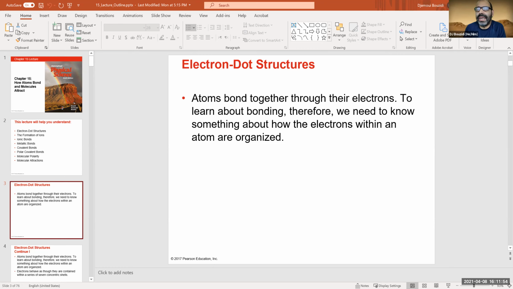Atoms band together through their electrons. That's the only way the interactions happen. So the electrons are the name of the game when it comes to chemistry, basically. Okay. So to learn about bonding, therefore, we need to know something about how the electrons are organized.